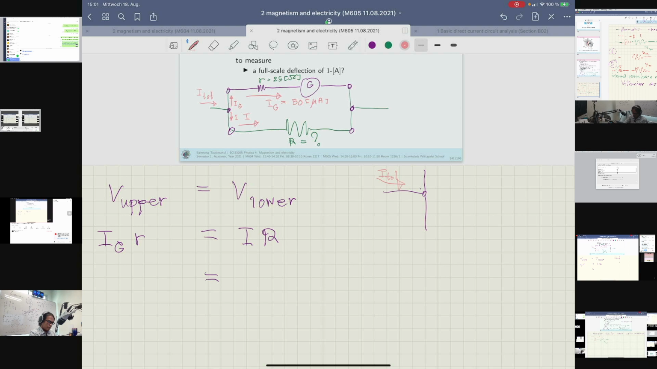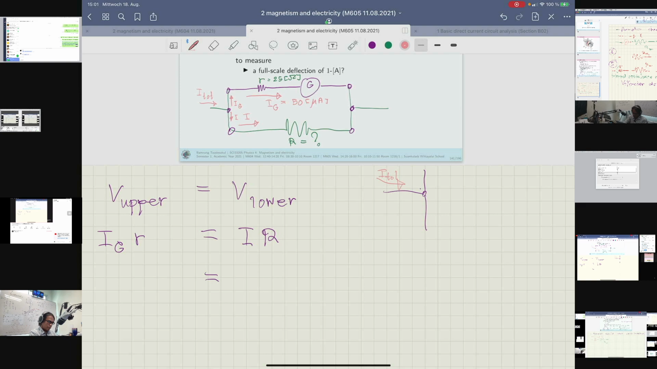So we have two equations, IG r and IR, and we would like to know R. So we will solve it for R. The capital R will be IG times a small r divided by I. From what they provide, they say the full scale deflection is 1 ampere, so I total is going to be 1 ampere.